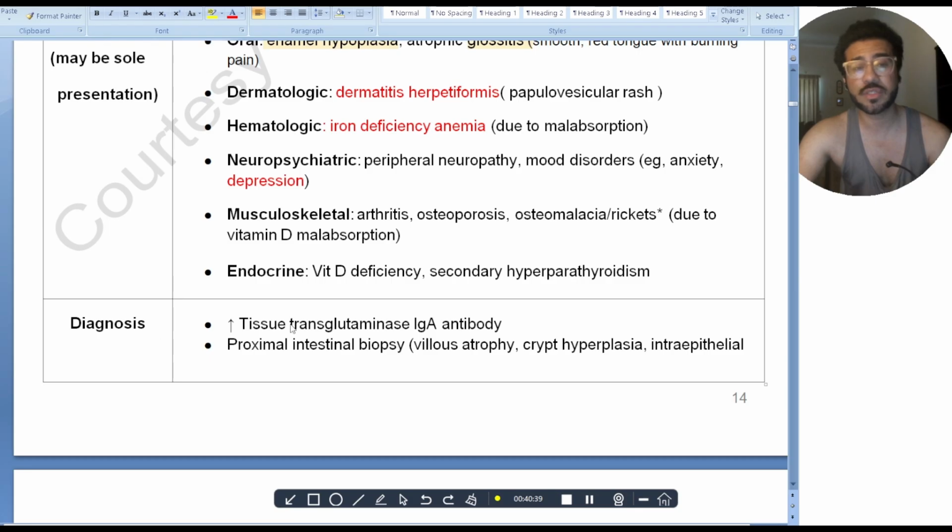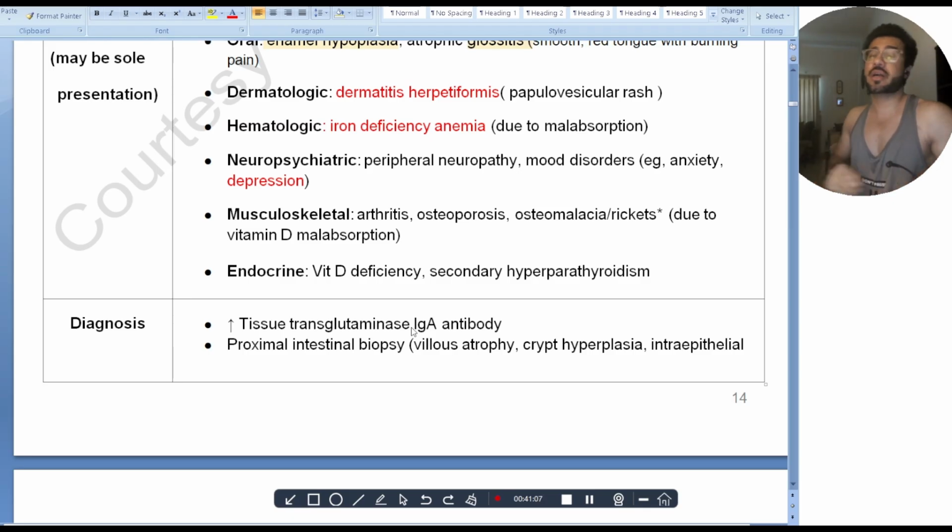So diagnosis is confirmed by increased tissue transglutaminase and IgA antibodies. So where does this come from? Basically, the enzyme tissue transglutaminase is what converts gluten into gliadin, against which the antibody reaction is then produced by the body. So the antibodies formed are against tissue transglutaminase. This is what the antibodies are produced against.